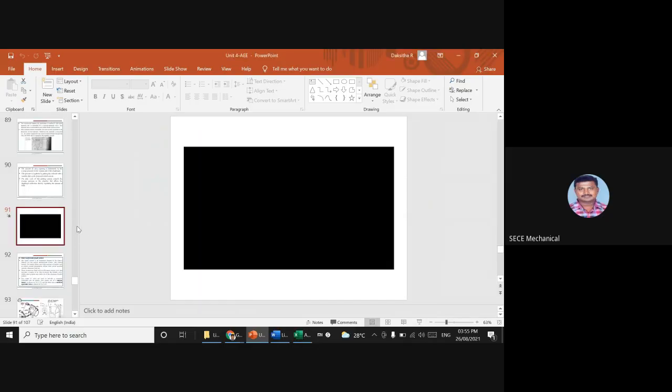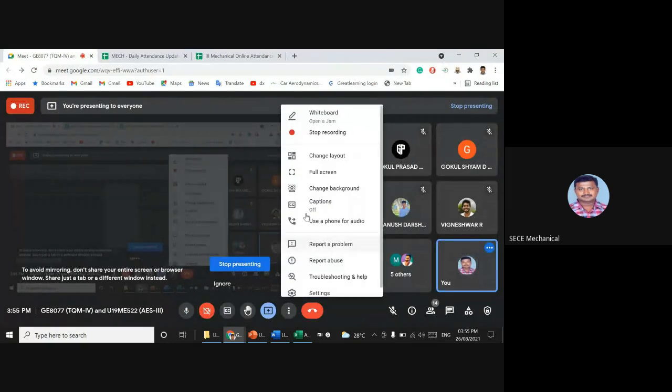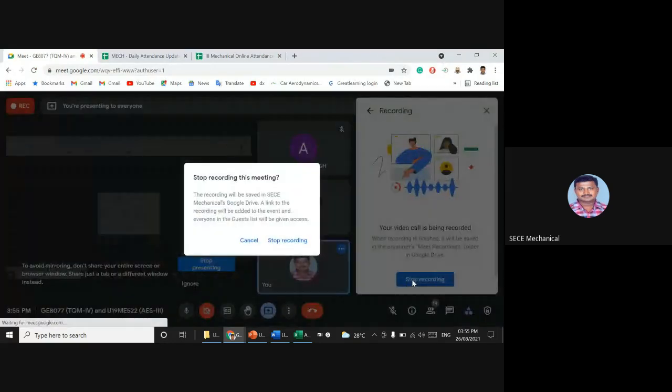You guys, I think you have a better understanding of this solenoid valve operated actuators. I think the rest of the things we will discuss later.